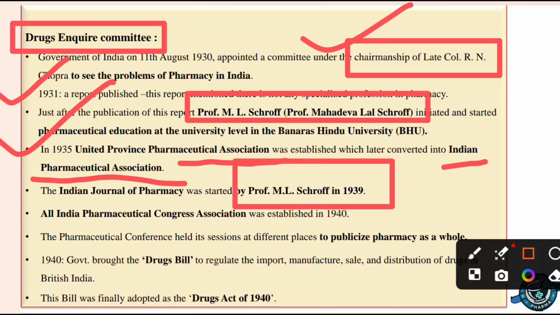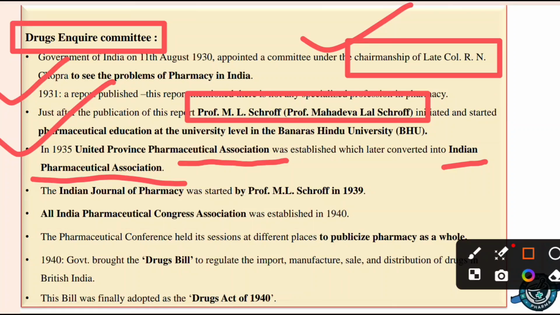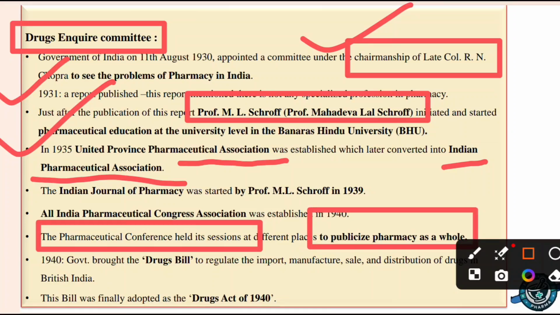Then in 1940, the All India Pharmaceutical Congress Association was established. What is the main purpose of the All India Pharmaceutical Congress Association? The main purpose is that the pharmaceutical conference is held, or started. What is the main purpose of the pharmaceutical conference? That means to publicize pharmacy as a whole.